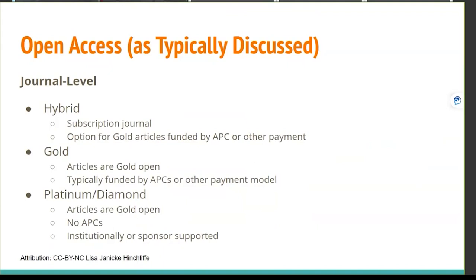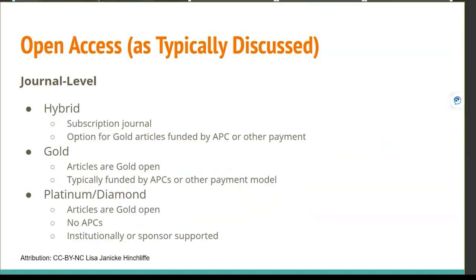Platinum or diamond, I think this is the term that is used interchangeably, are where the entire journal is fully open, but there are no APCs. So you as the author do not need to pay anything to get your article published. It is funded in some other way. And this could be institutionally or sponsor supported.